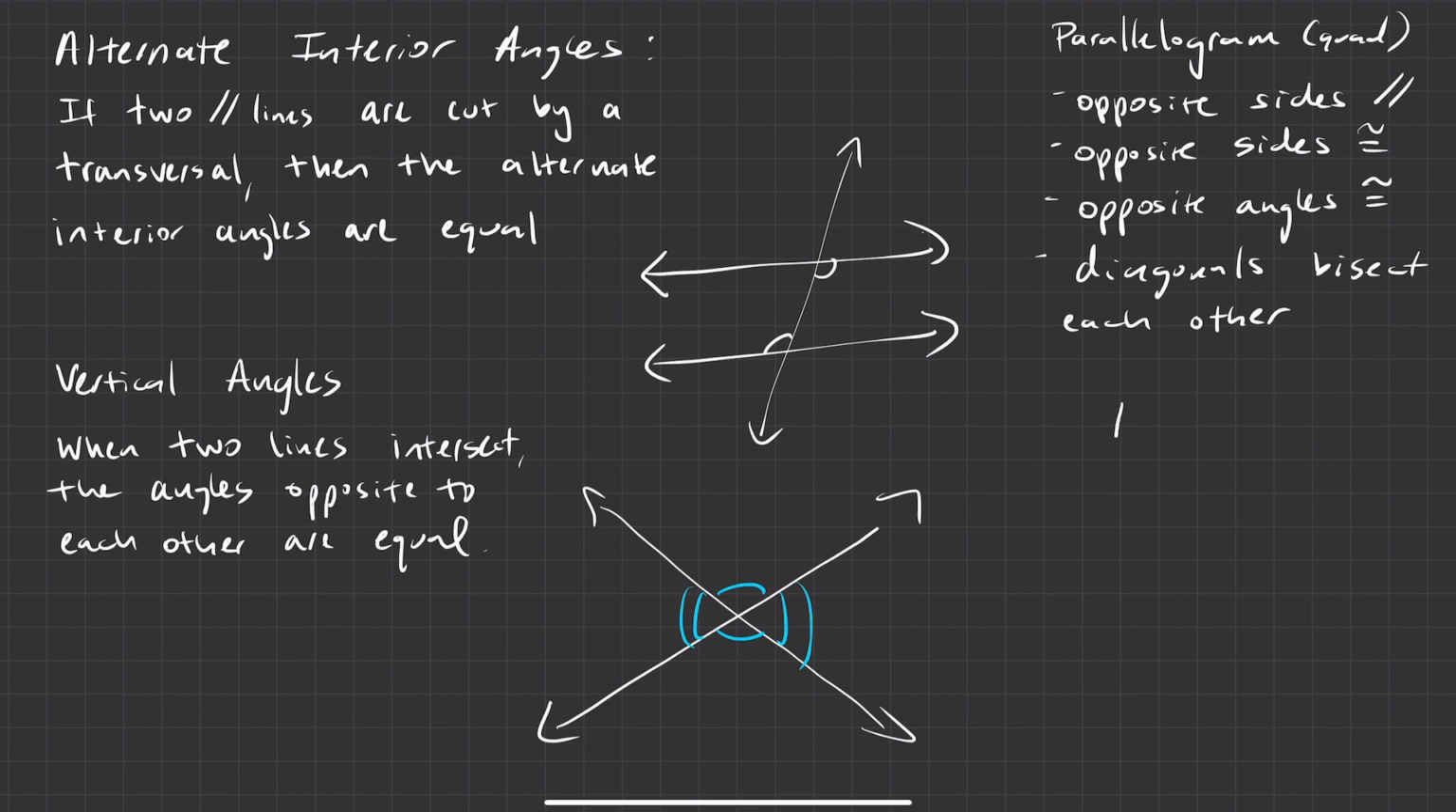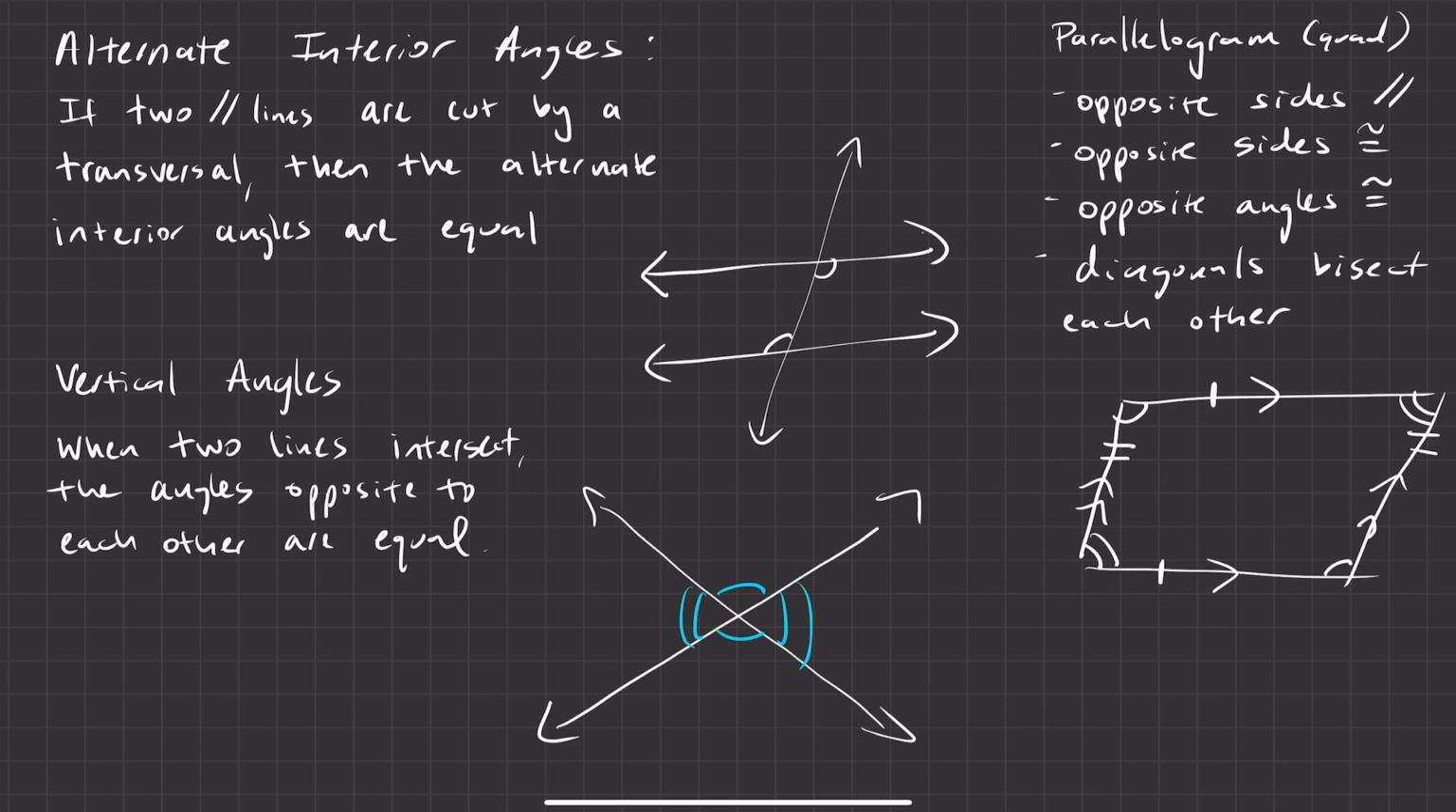Let me go ahead and draw a parallelogram. It's a quadrilateral, a four-sided figure. Again, we have opposite sides are parallel. Remember, those arrows indicate parallel. So I have that: opposite sides parallel. Opposite sides are congruent. These tick marks represent congruency. Opposite angles are congruent, so these arcs represent congruency in terms of angle.